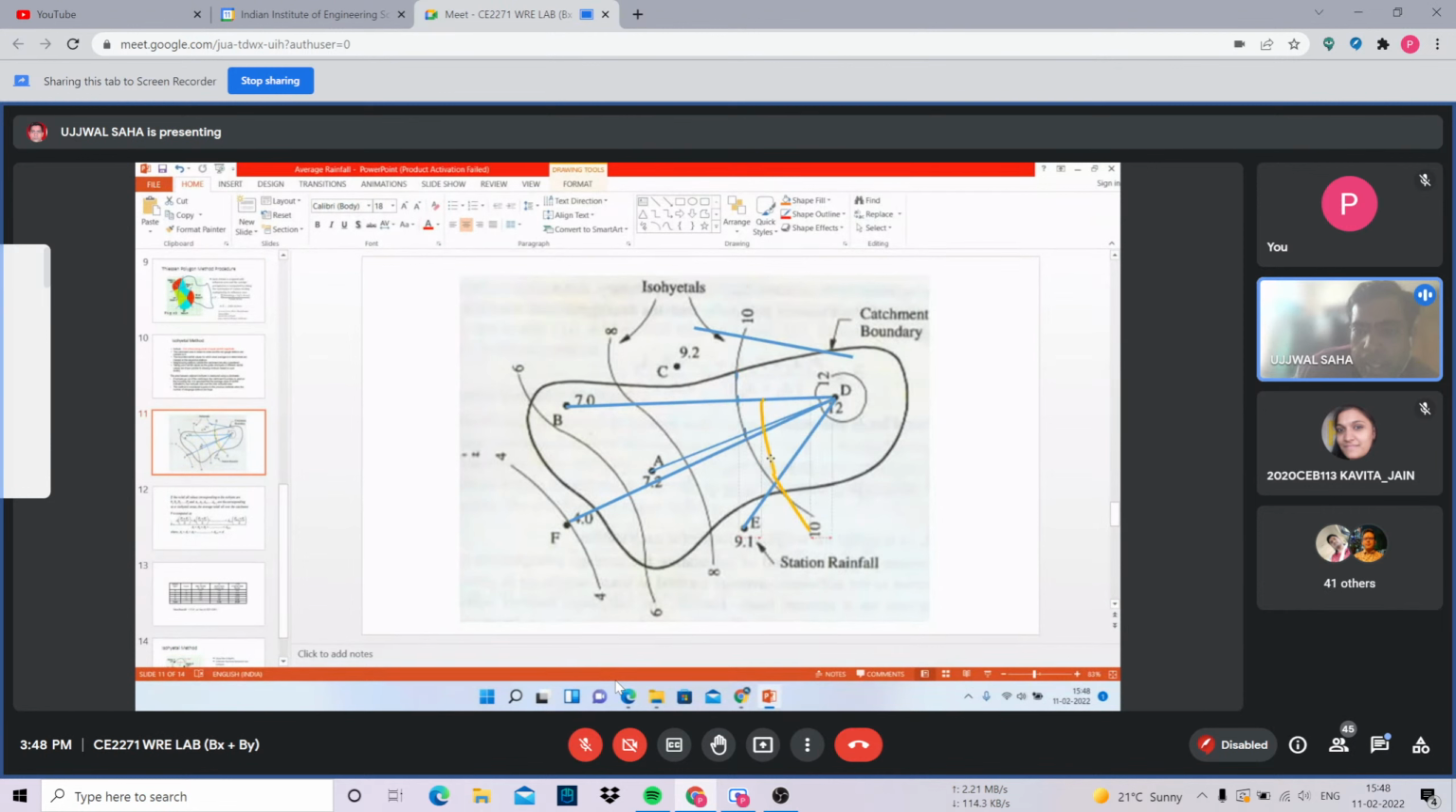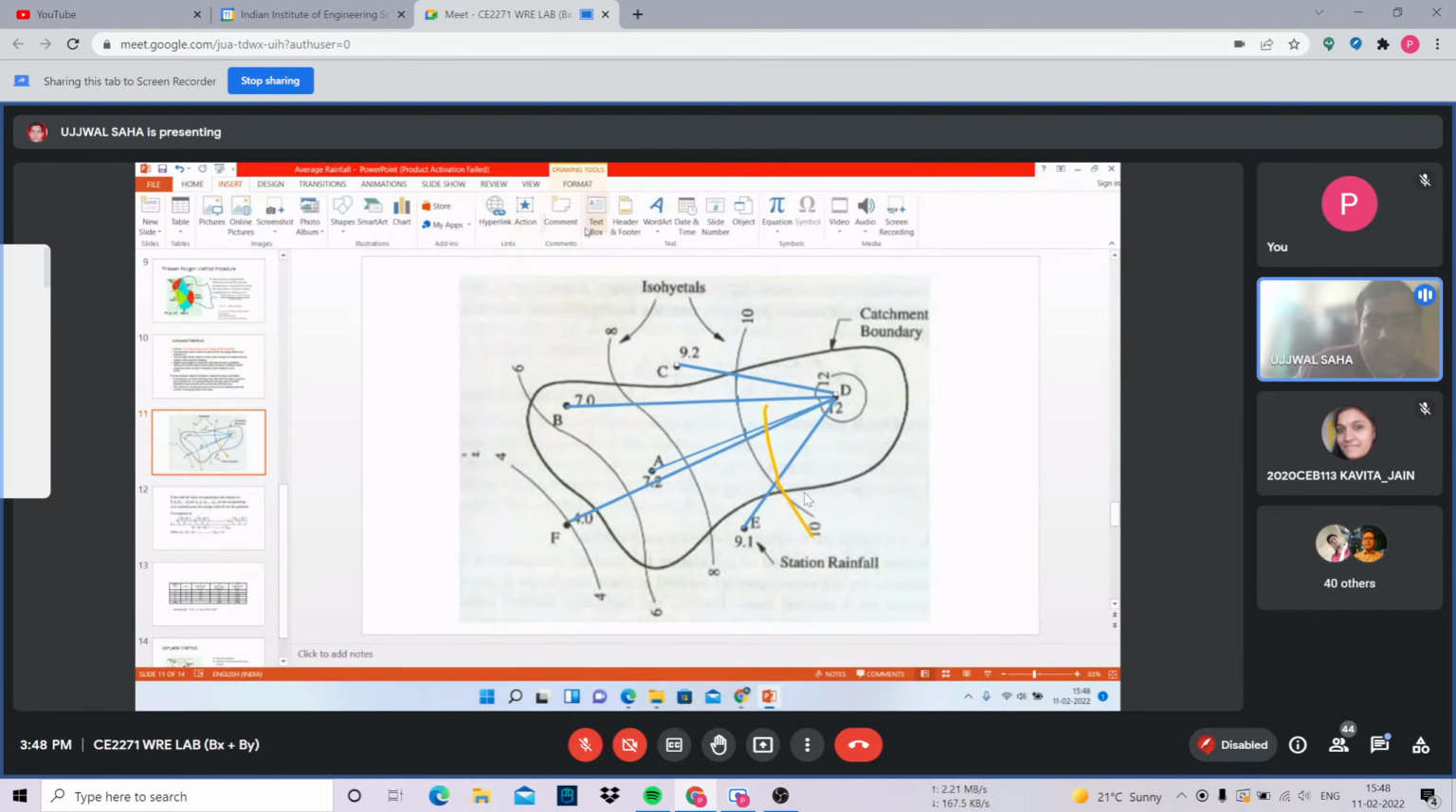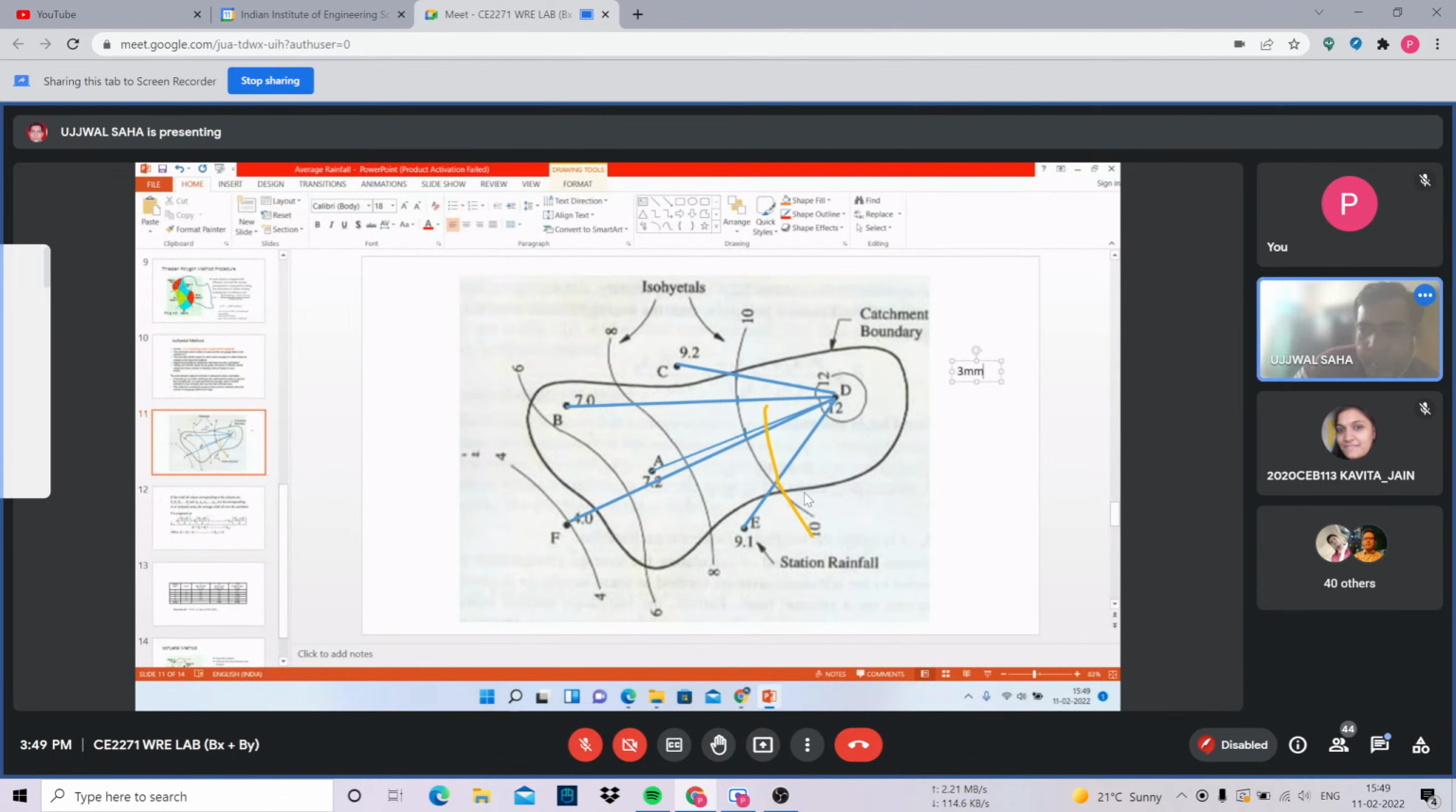Okay. And how I have fixed the blue dot, let me explain. I have joined these two lines. Here it is 12, here it is 9.2. Now I will measure the length of this CD line. Suppose the length is 3 mm. So the distance CD is 3 mm.